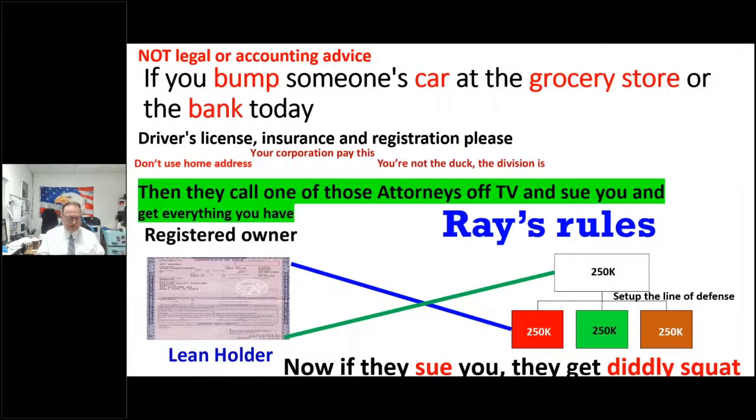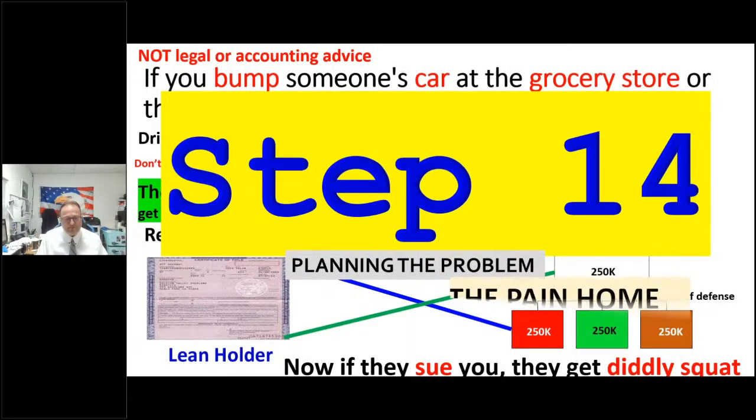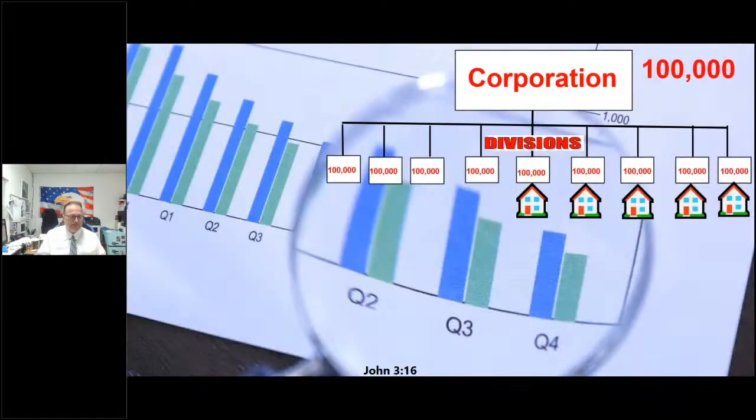I told you to plan the problem. When you get in a bumpity bump, the registered owner should be a division so they get diddly squat. Wouldn't you rather give them diddly squat than your life and your family and all your goodies too? That kind of sucks. Stop bringing the pain home. Let's play my way. Every property you get should be a division. I don't have a crystal ball to know which one's going to slip, fall, and sue me and screw me up.